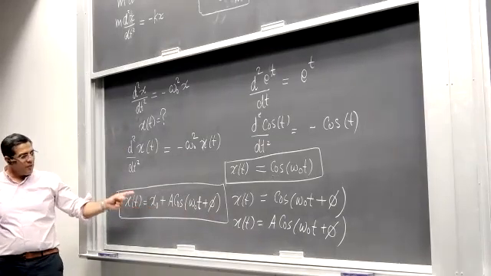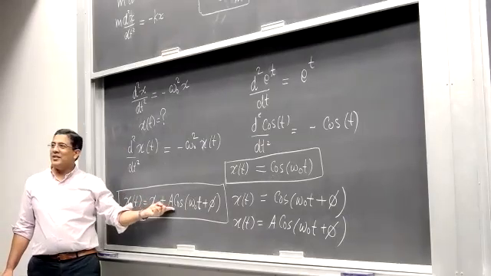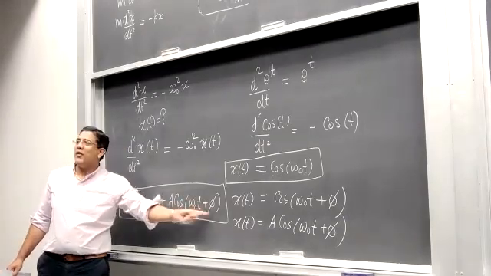That, well, we'll talk about now. We have three constants here: X naught, A, and phi.